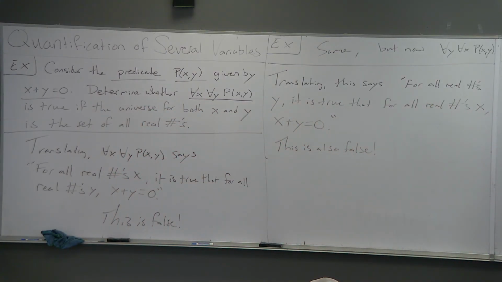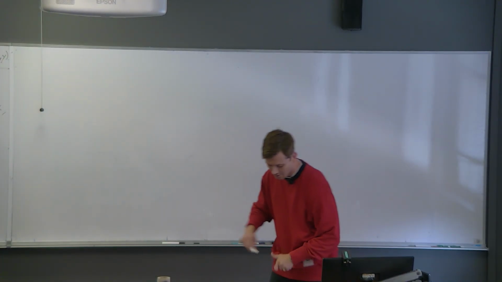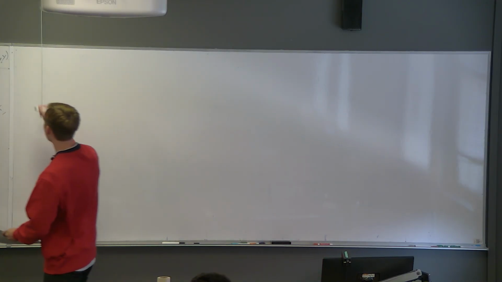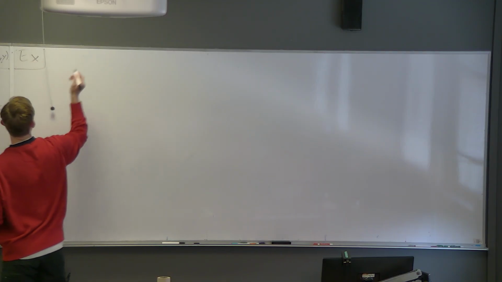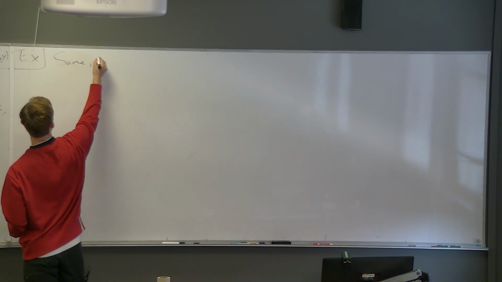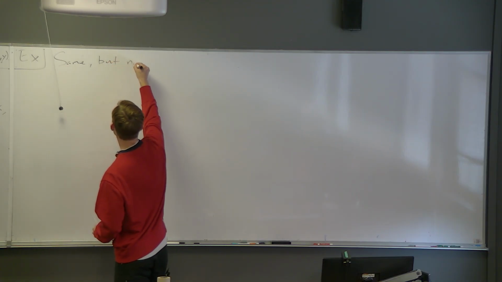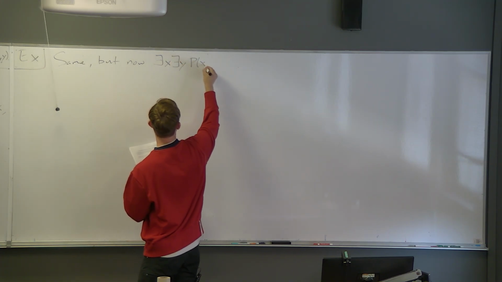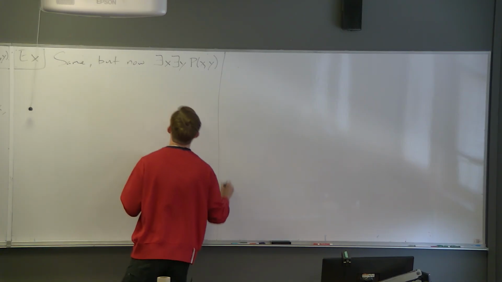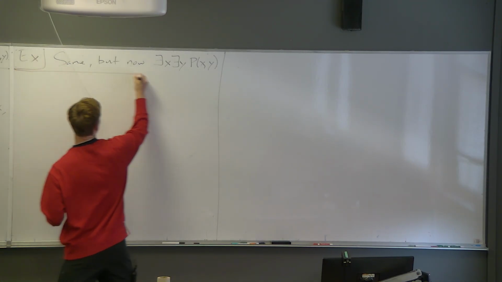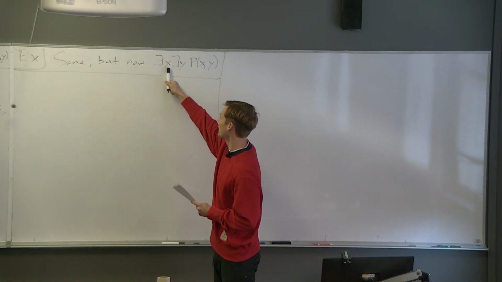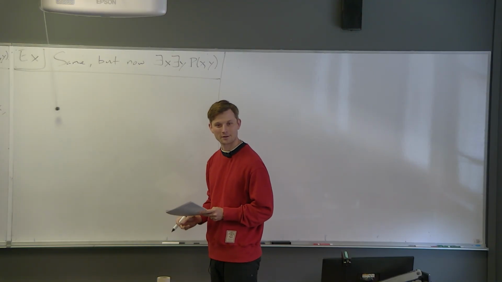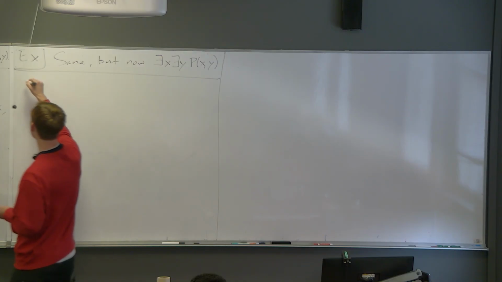But what if we flip to some existential quantifications? Will it matter? Will the order matter? Well, let's just keep the same one. But now, with existential quantifications, there exists an x such that it is true that there exists a y such that p of xy. Okay. Translating, what does this say?